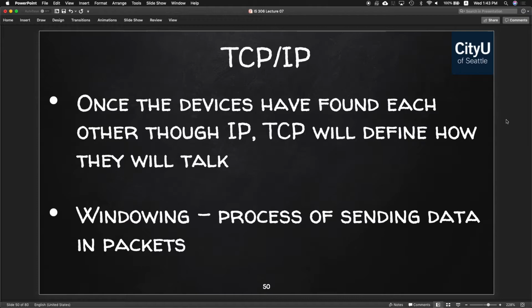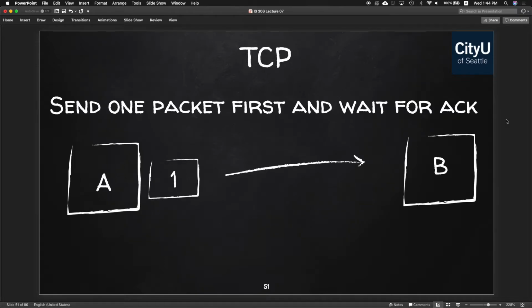With TCP/IP, once the devices have found each other through the Internet Protocol, TCP will define how they talk: how fast they transmit, what language they use, things like that. TCP also has windowing, which is basically a process of sending data in packets. What it does is first send one packet and wait for the ACK, the acknowledgement.